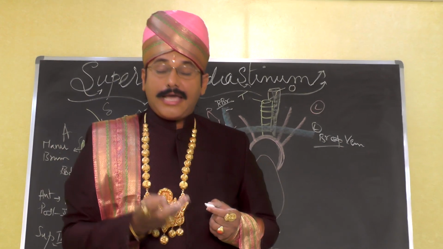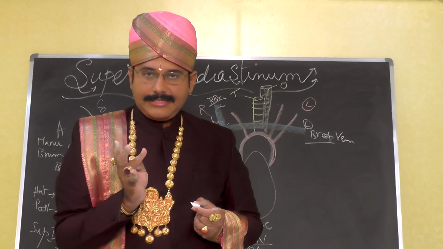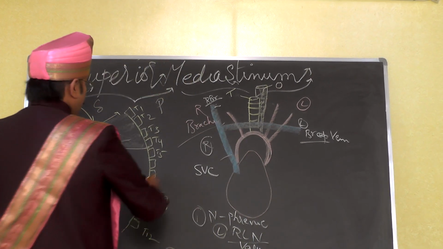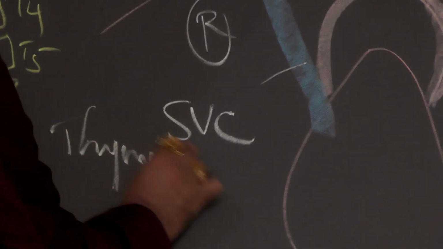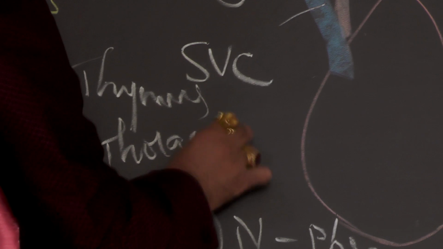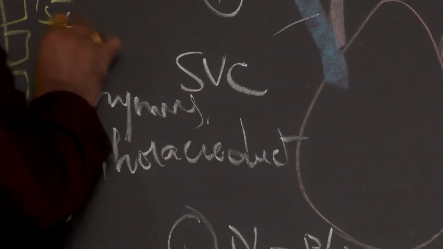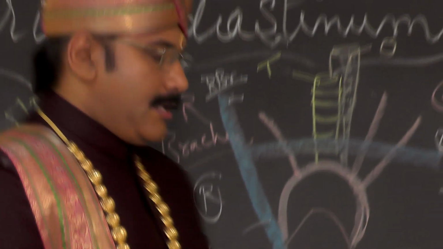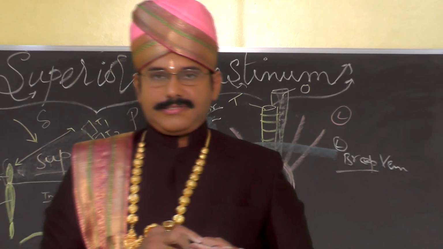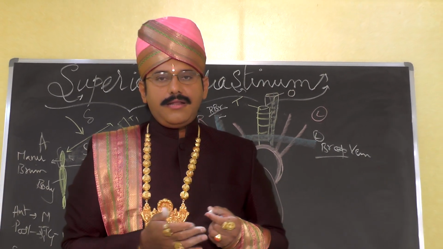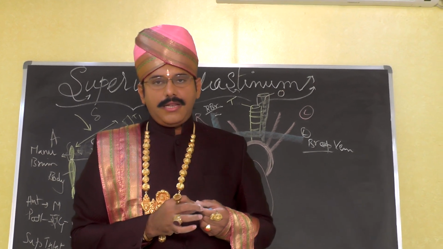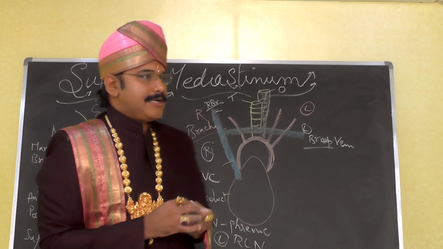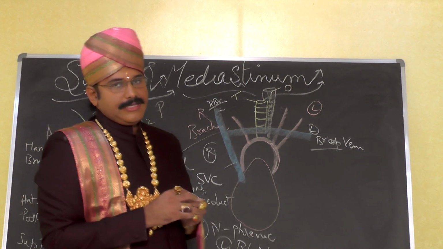We also have the thymus, very important, the thoracic duct, and lymph nodes, which are all present in the superior mediastinum. The different lymph nodes are the paratracheal lymph nodes, bronchomediastinal lymph nodes, and brachiocephalic lymph nodes. Are you understanding? Let us quickly revise the contents present in the superior mediastinum.